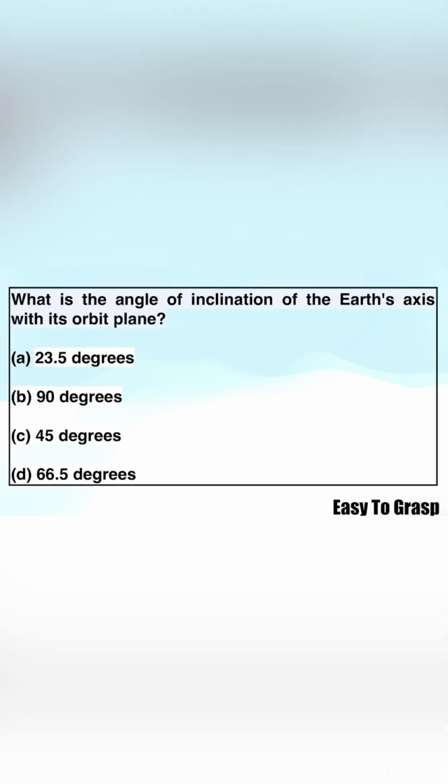The next question says, what is the angle of inclination of the earth's axis with its orbit plane? Just now we have seen that when the earth is drawn and the angle of inclination is made, this particular angle that the earth's axis makes with its orbital plane is 66.5 degrees. So the correct answer for this question becomes D.